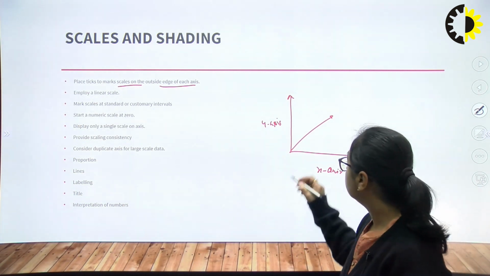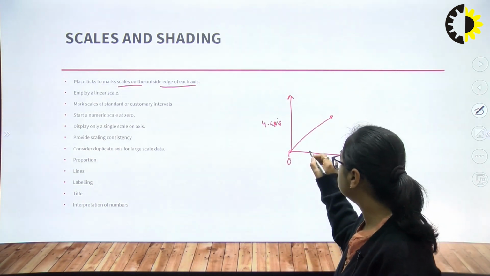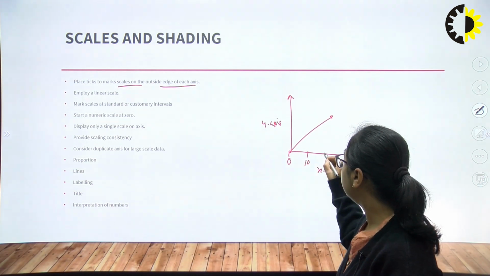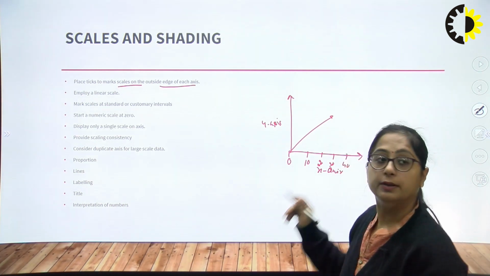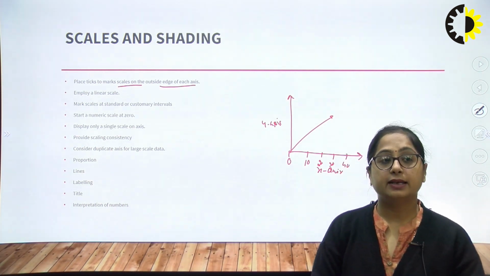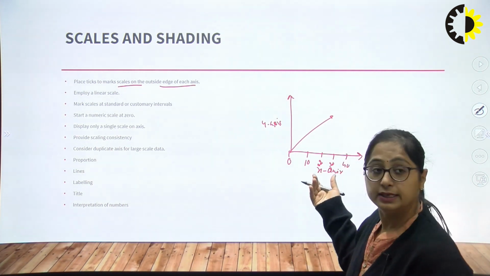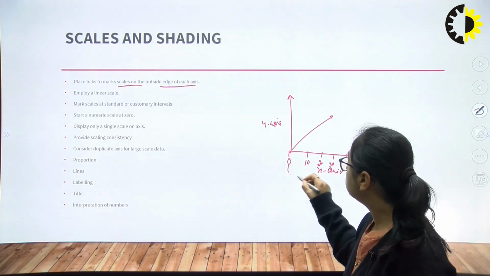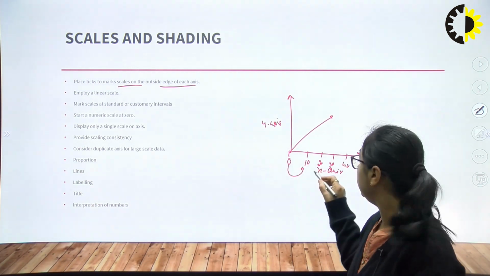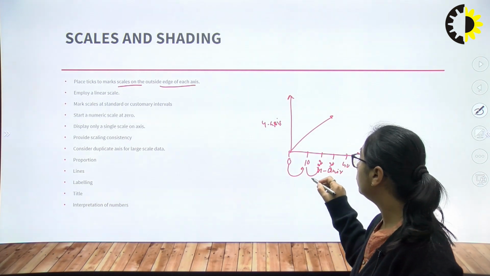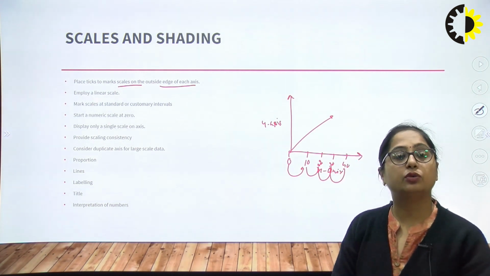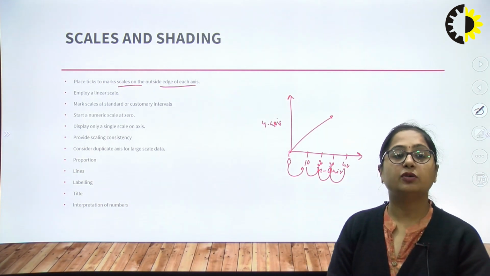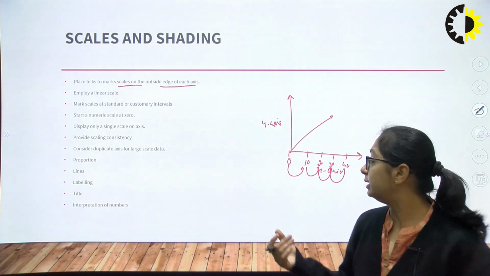That means, so these are the scales. Suppose this is 0, this is 10, this is 20, this is 30 and this is 40. Okay, so these are the scales at standard or customary intervals. That means the difference between 0 to 10 is 10, and 10 to 20 is also the same. 20 to 30 is also the same and 30 to 40 is also the same. That means you have to be consistent in the scaling.